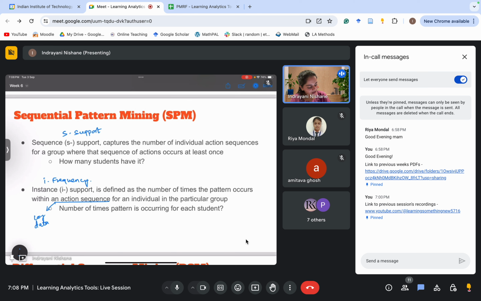Keep these questions in mind and don't get confused. Another way to remember is S support: S for student, how many students have it. I frequency: what is the frequency of that pattern for each student. So that's another trick to remember. S is for students, how many students have that particular pattern, and I frequency is per student. That is how we interpret frequency: what is the frequency of that particular pattern for every student?